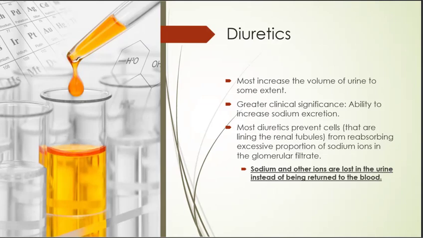The result is less fluid in the blood vessels, which lowers blood pressure and reduces edema, making diuretics useful for conditions like high blood pressure, heart failure, and fluid overload. Where sodium goes, water follows. So diuretics usually block sodium reabsorption. Sodium and water leave in the urine, so there will be decreased blood volume, decreased blood pressure, and decreased edema.